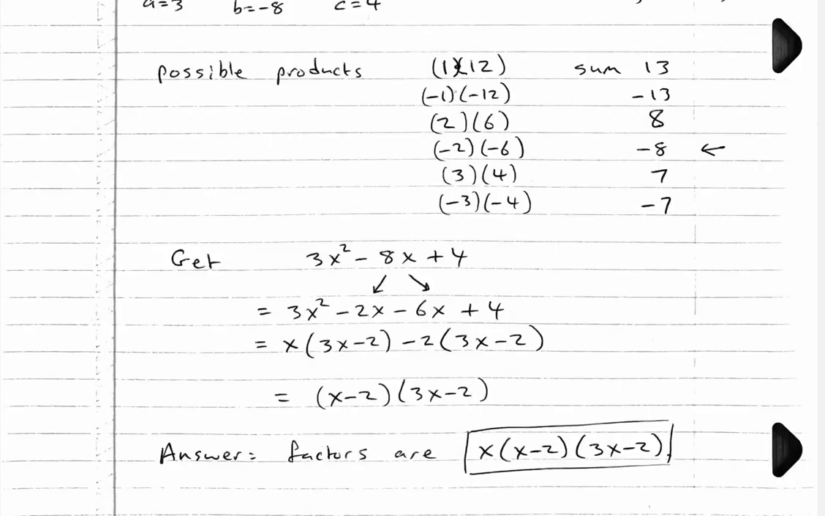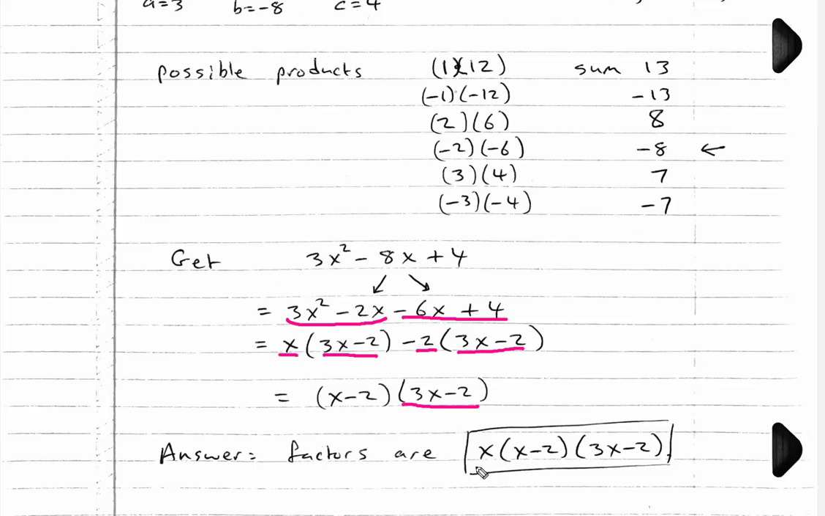And factor by grouping. For these two, the greatest common factor is x. So we're getting x times 3x minus 2. For these two, the greatest common factor is just 2. Pulling out 2 doesn't work, but pull out negative 2, and we get these two pieces to match. We need these two to match, so we can pull them out. So it's x minus 2 times 3x minus 2.